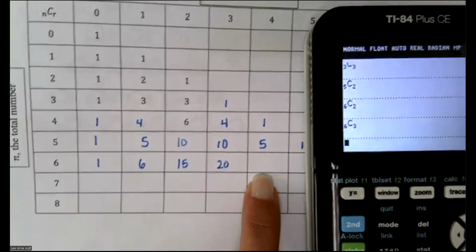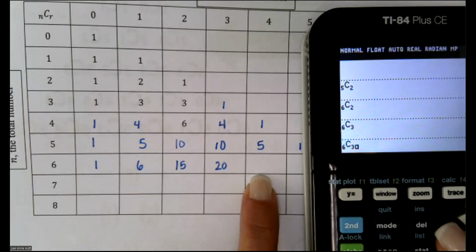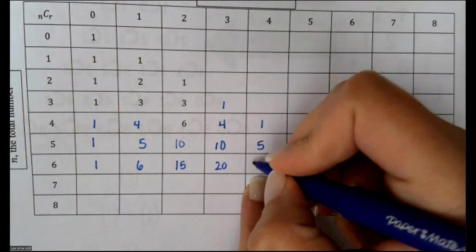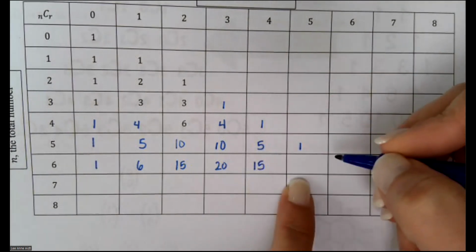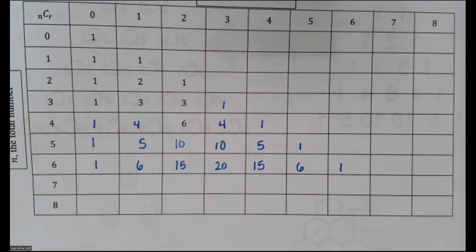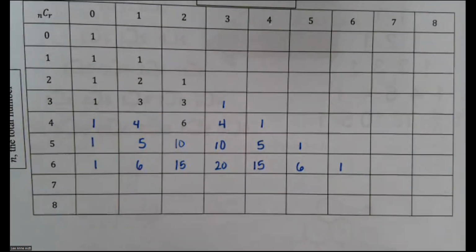Okay, what is it? 15. I'm hoping that you notice there's some symmetry here. 6, 1. Okay, I want you guys in your groups to do the last 2 rows, please. And then once you get your values, enter them down here in the triangle.